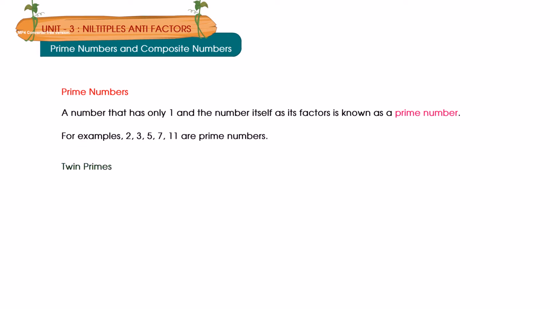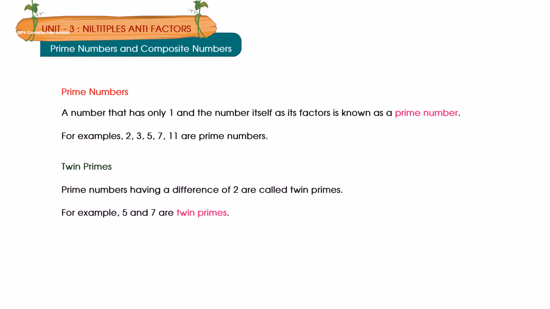Twin primes: prime numbers that have a difference of 2 are called twin primes. For example, 5 and 7 are twin primes. Similarly, 11 and 13 are twin primes. Can you find out other examples of twin primes?